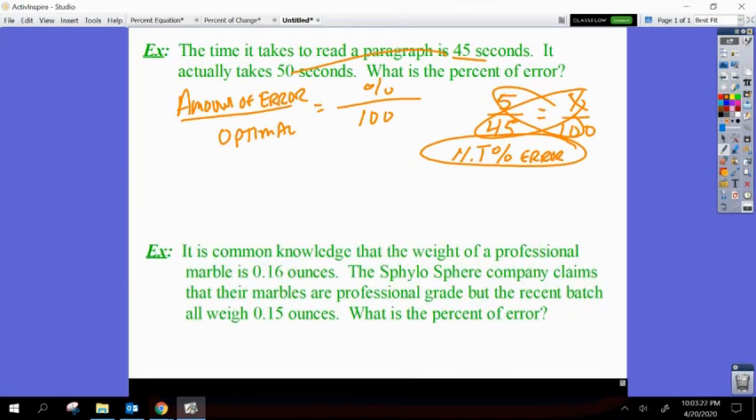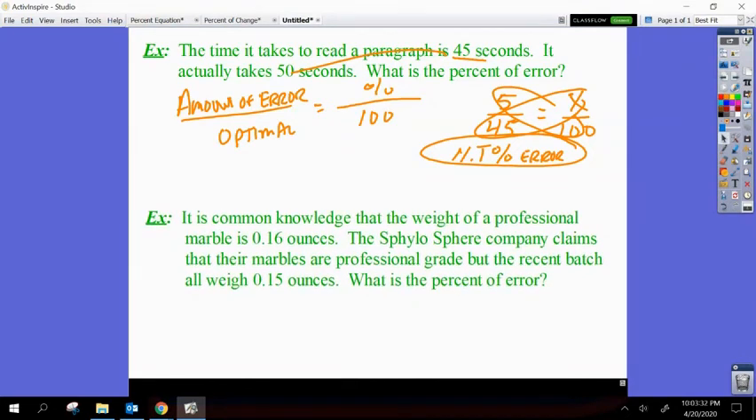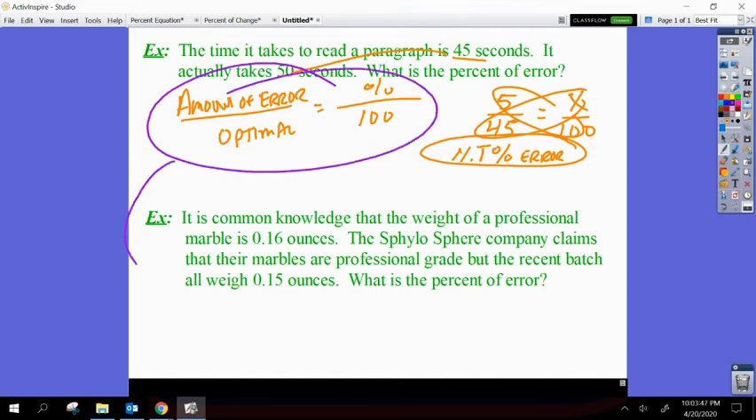Here's another example. It's common knowledge that the weight of a professional marble is 0.16 or 16 hundredths of an ounce. The Spherosphere company claims that their marbles are professional grade, but the recent batch all weigh 0.15 ounces. What's the percent of error? In this case, it's a negative percent of error. It's on the negative side. We can still calculate the percent of error. The percent of error is still the amount of error over the optimal equals percent over 100, which we're looking for.